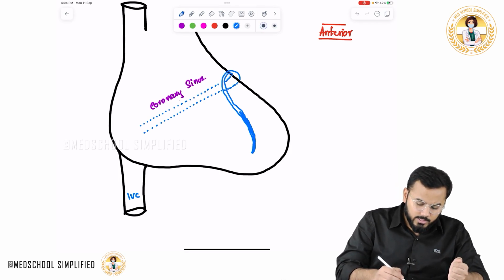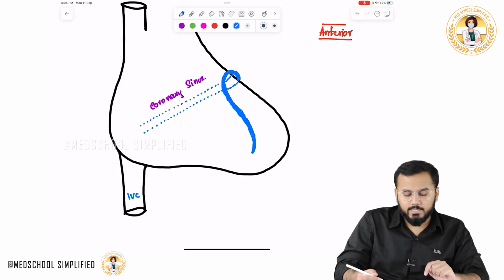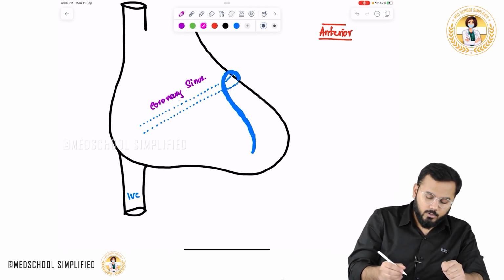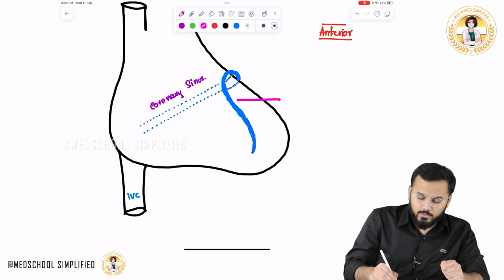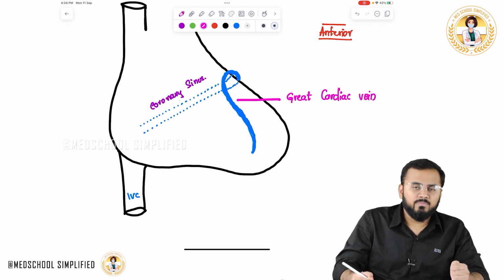This vein which you can see right now started anteriorly, but where did it drain? It is draining into your coronary sinus, and this vein is called the great cardiac vein. What is the name of this vein? This vein over here is called your great cardiac vein.